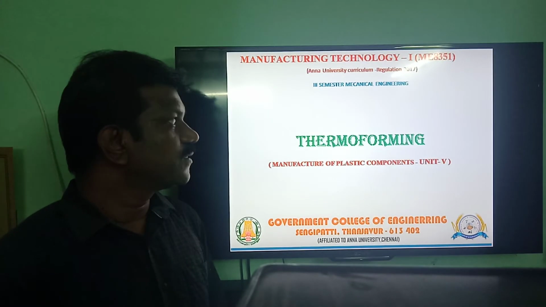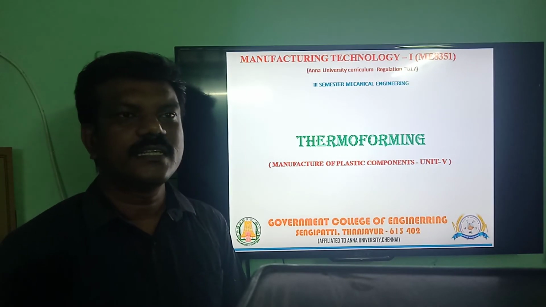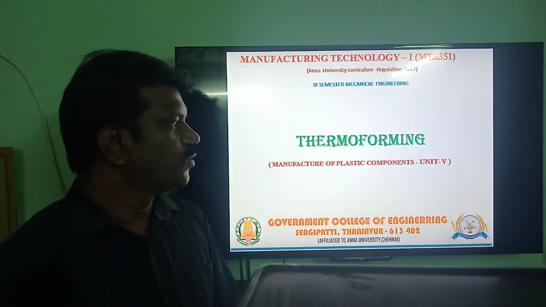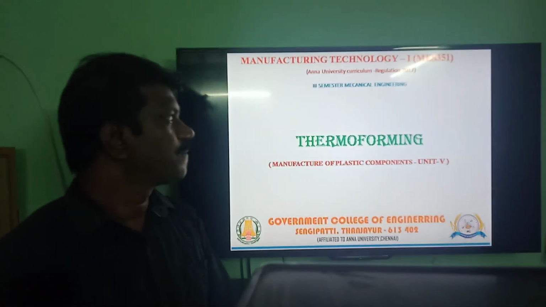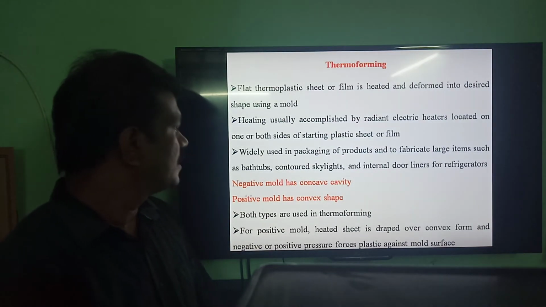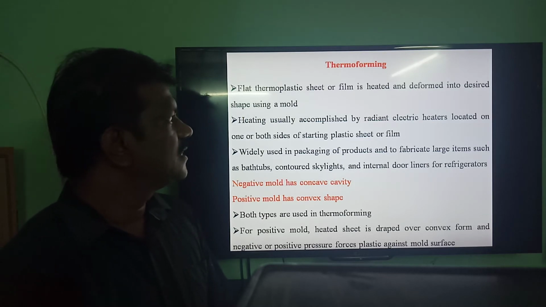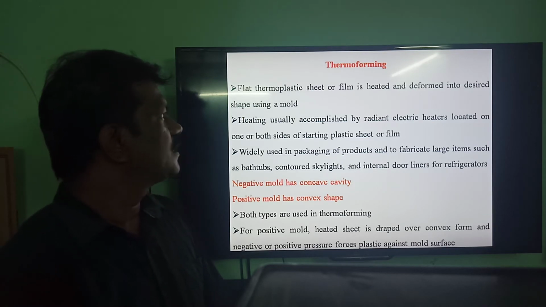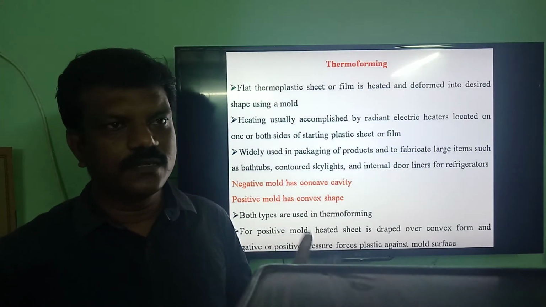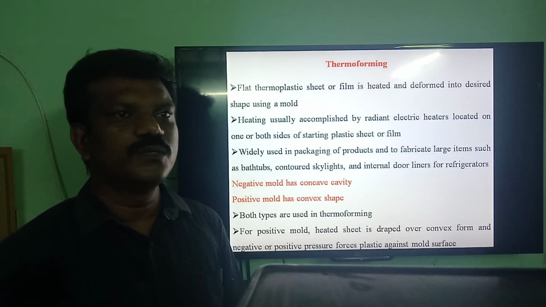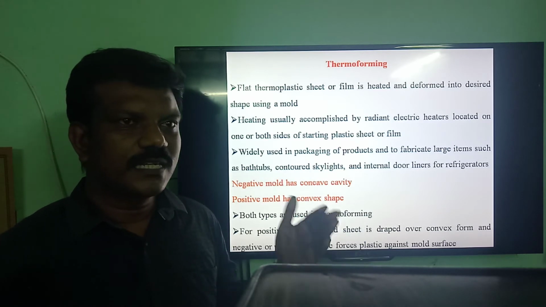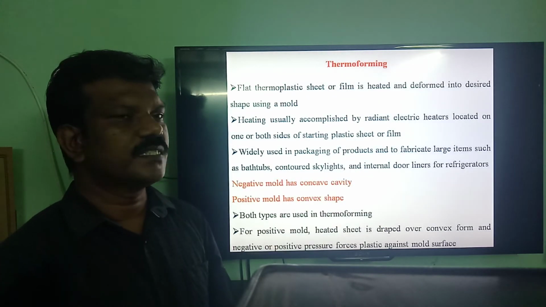In this thermoforming process, there are two techniques: one is positive mold, another one is negative mold, and we will discuss these two techniques in today's lecture. Before that, a flat thermoplastic sheet or film is heated and deformed into the desired shape using a mold. Here, we need the sheet or film. In the previous class, we discussed how to manufacture a sheet as well as a film. That sheet or film is used as the input material for this thermoforming process.